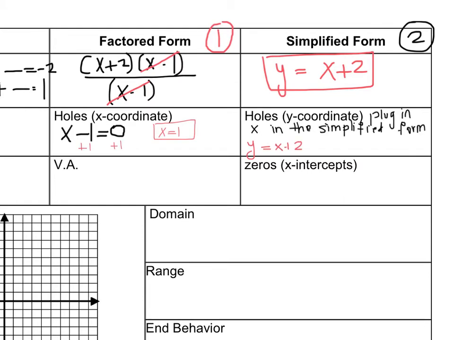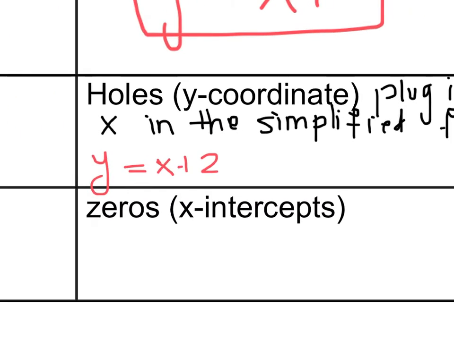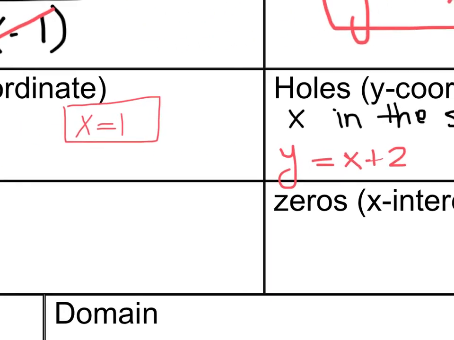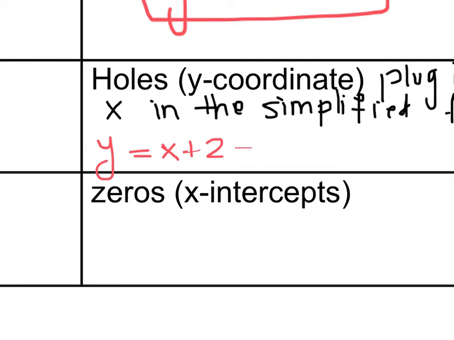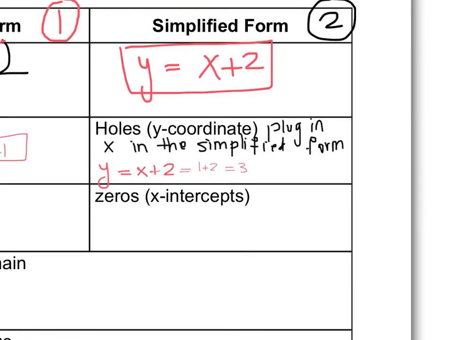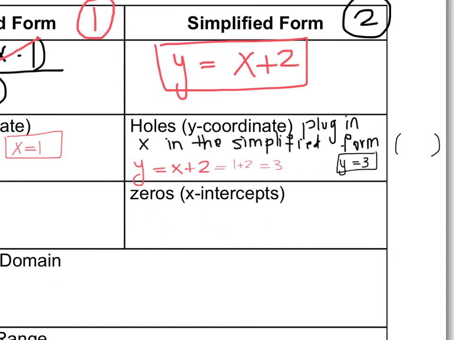So let's zoom in so we can write down. I just found x to be how much? 1. So I need to plug in 1 for x. That gives me y equals 3. So remember y equals 3. It means the hole of this function is going to be a point having coordinates 1 and 3. So that's the hole of the function.